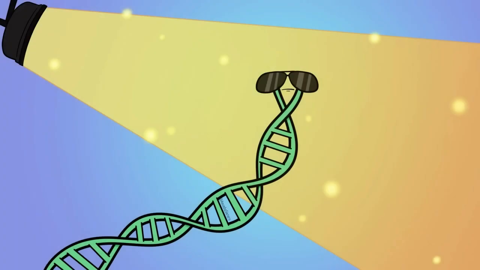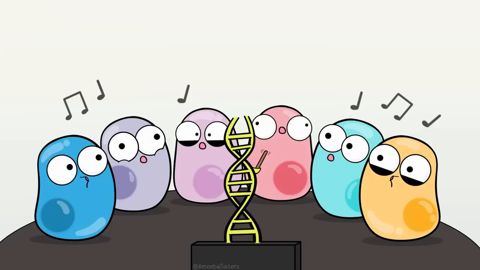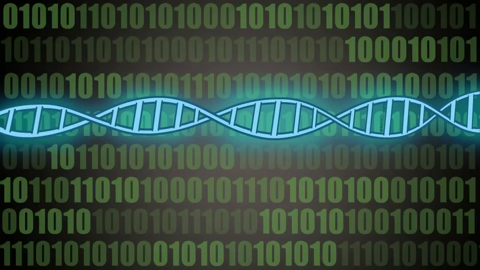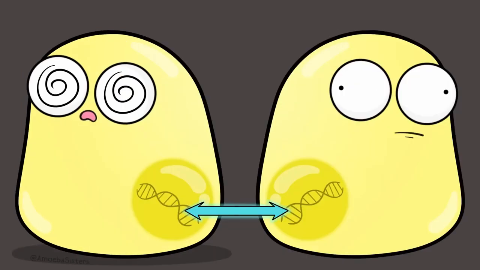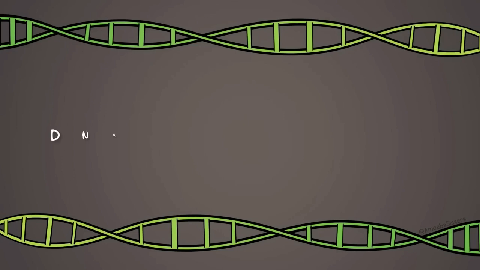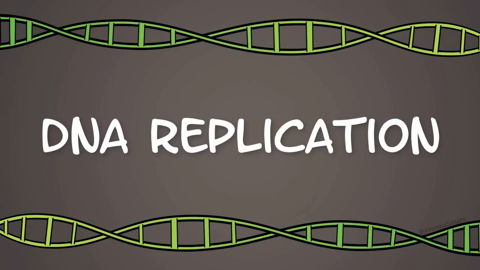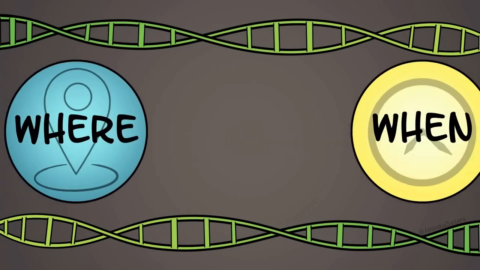DNA. We talk about it so much, it's the ultimate director for cells, and it codes for your traits. With a molecule that has a function like that, it makes sense that when you make another cell, like in cell division, you would also need to get more DNA into the new daughter cell. And that introduces our topic of DNA replication, which means making more DNA. First, let's talk about where and when.